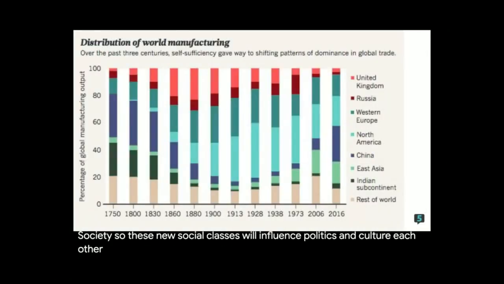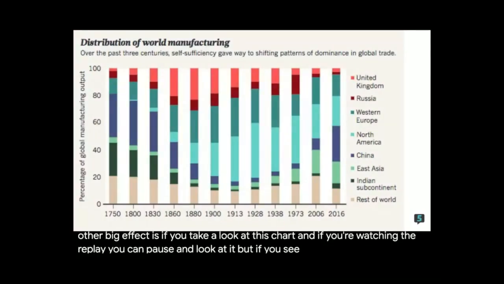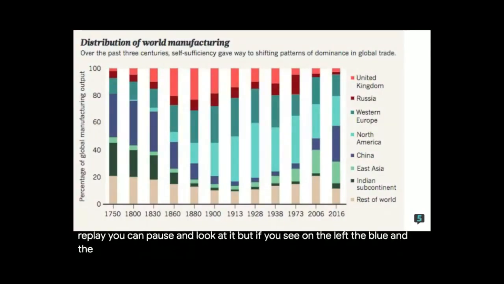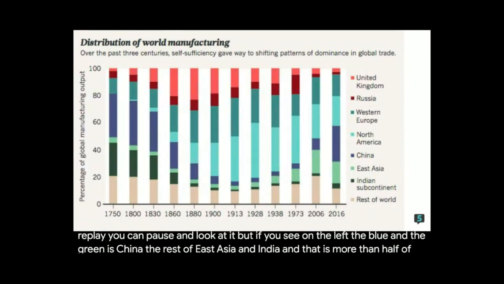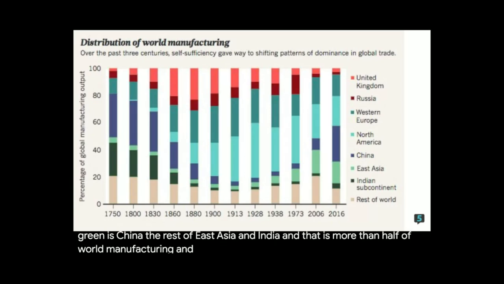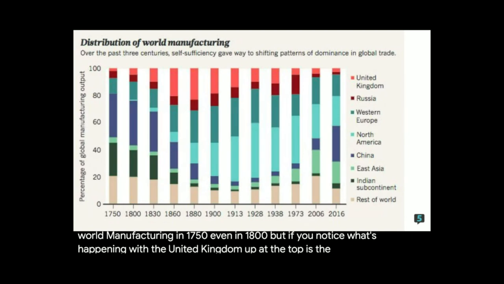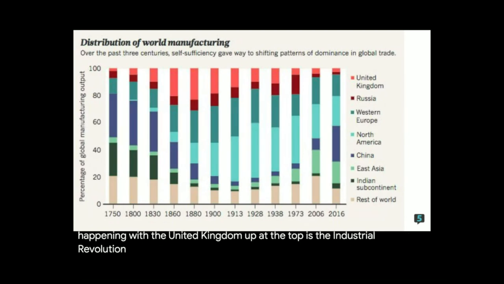The other big effect is, if you take a look at this chart, and if you're watching the replay, you can pause and look at it. On the left, the blue and the green is China, the rest of East Asia, and India. That is more than half of world manufacturing in 1750, even in 1800. But notice what's happening with the United Kingdom up at the top as the Industrial Revolution progresses.